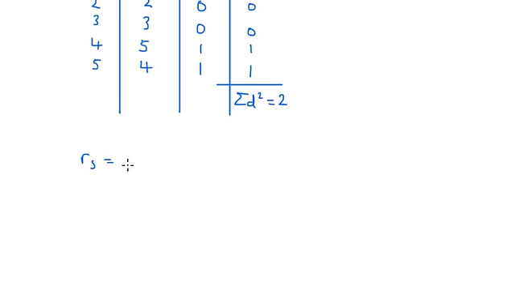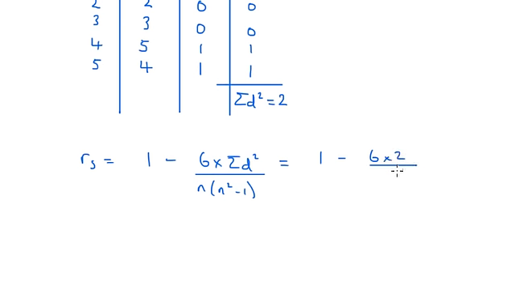RS, the equation for RS is 1 minus 6 lots of D squared over the n value times n squared take 1. So for our particular set of data, that's going to be 1 minus 6 lots of 2 over, there were 5 data values, so 5 times n squared, which is 5 squared, so times 25 take 1, so 24.